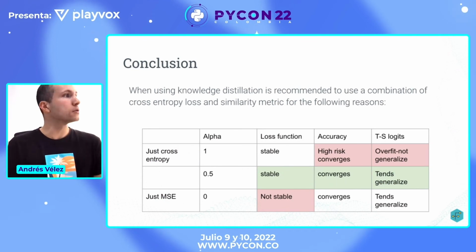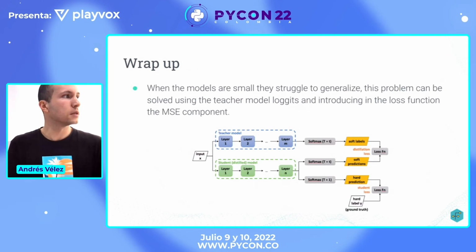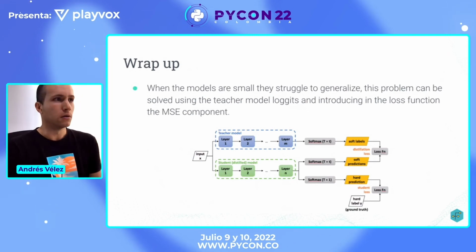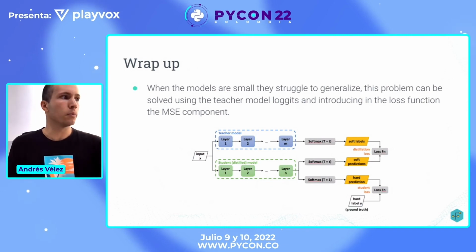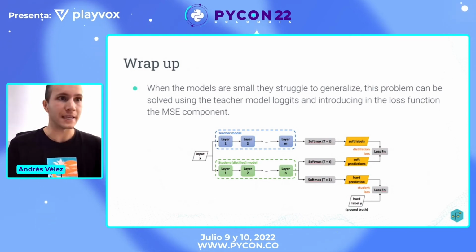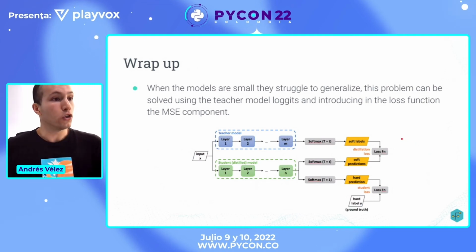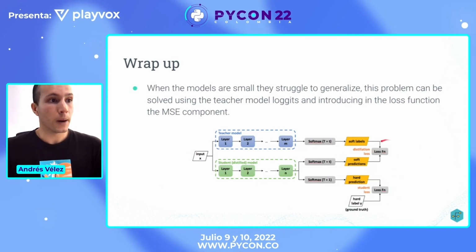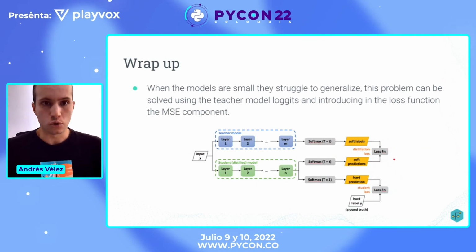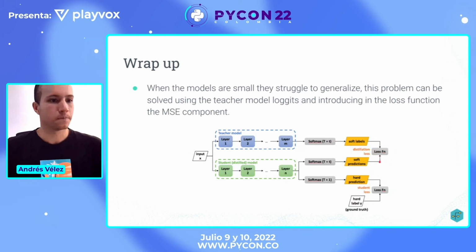So as a conclusion, to wrap up, when the models are small, they struggle to generalize. This problem can be solved using the teacher model logits by introducing a component of mean square error in the loss function. So you take advantage of not using just the labeled information, but also a bigger model as a guide to maximize this knowledge as much as possible.